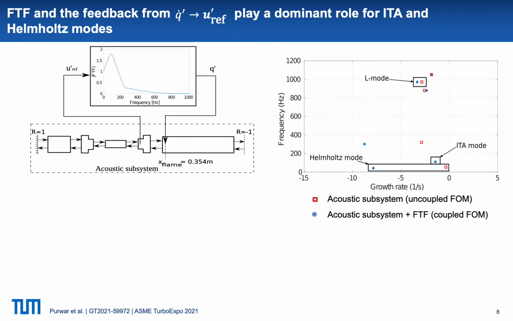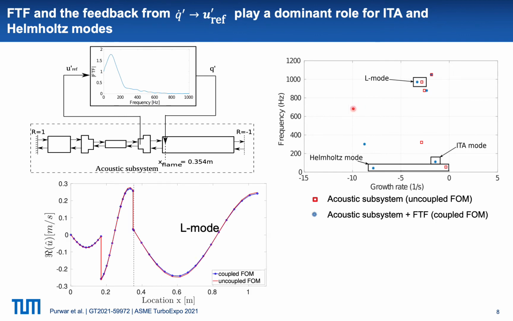It is interesting to note that the L mode from the coupled and the uncoupled systems are very close to each other. This is because at the frequency of the L mode, which is at about 1000 Hz, the gain of the flame transfer function is very low. Therefore, the flame does not influence this eigenmode significantly.